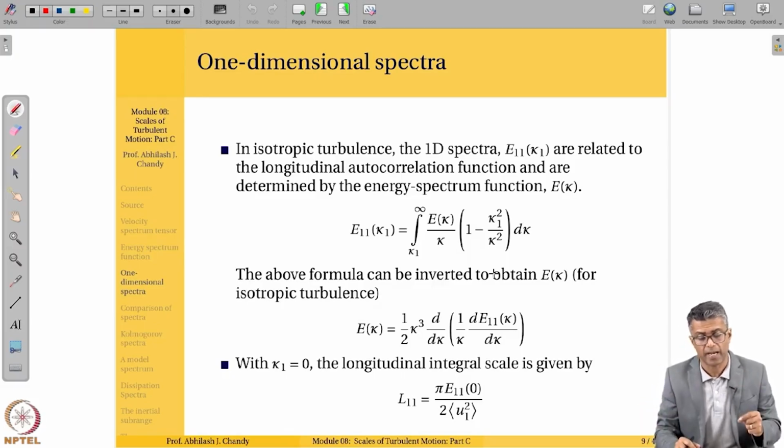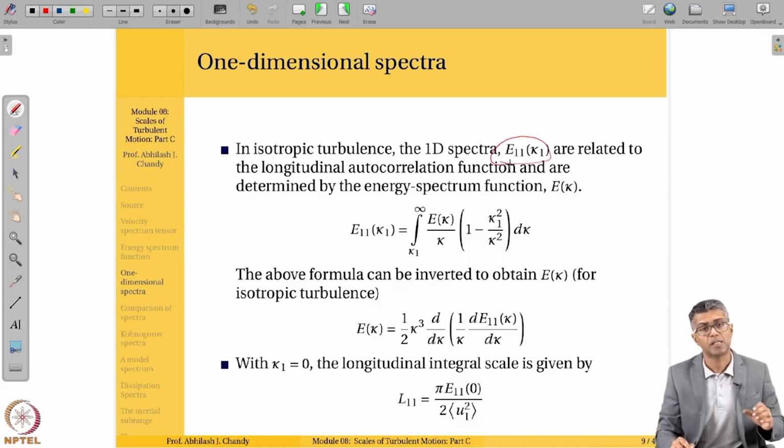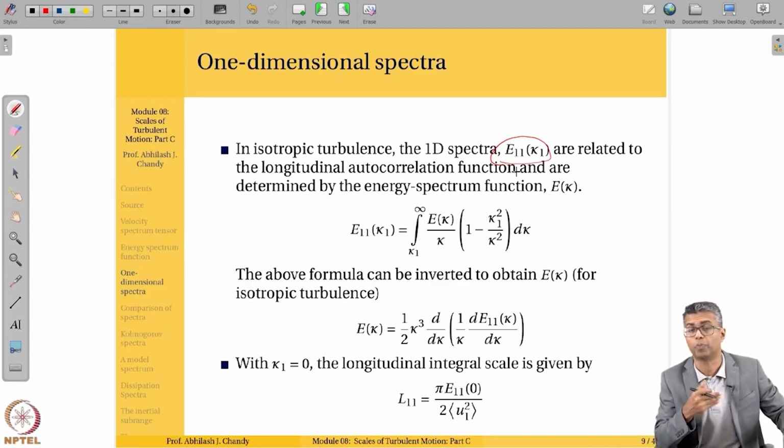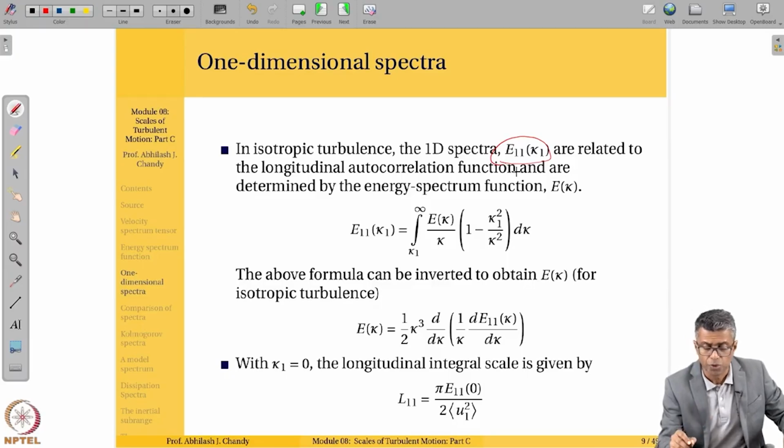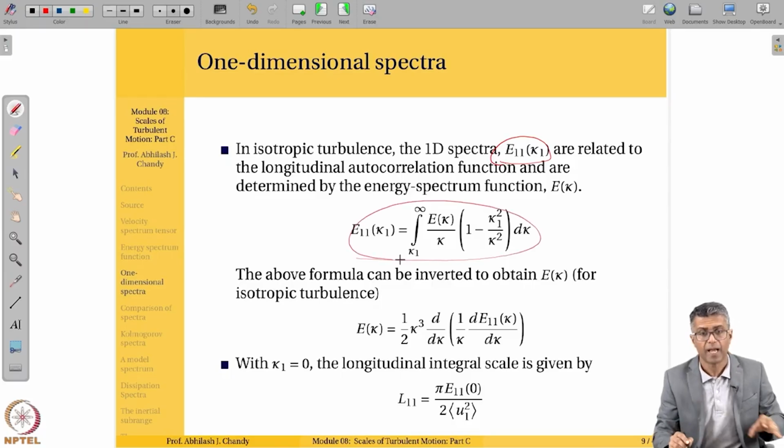And in such a scenario, the 1D spectra, which we represented as E11 of kappa 1, is related to the longitudinal autocorrelation function, just like the spectrum is related to the 2-point correlation. Here we have E11, so it would be autocorrelation. You can determine the 1D spectra from the energy spectrum function, and that is given by this equation here. I'm not going to be dealing with how to derive it, but for now, just look at the 1D spectra being related to the energy spectrum function in this form.